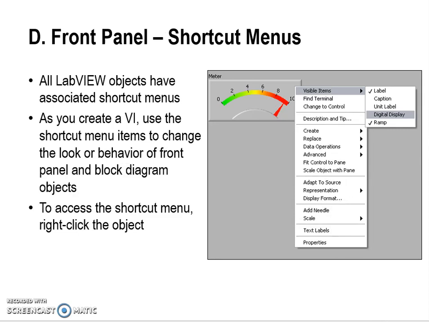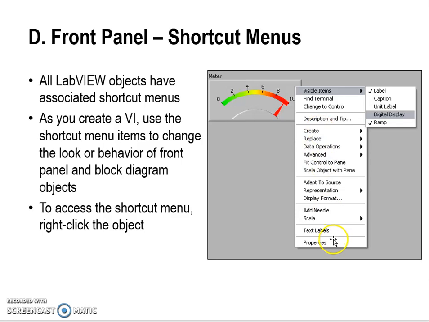Every object that we place on the front panel, we know that we can go into the properties and change it and customize it exactly the way we want it. So typically, let's say for example, we place this meter on the front panel. By default, it'll just give it meter as the label. It will give it a default scale of 0 to 10. This is where I can go in and change the visible items. So if I didn't want the label to be displayed, I would deselect label, and the label, which in this case is called meter, would not be visible any longer.